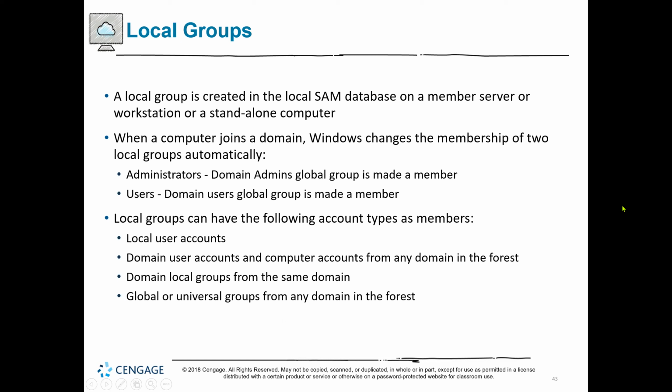Local groups. A local group is created when the local SAM database on a member server or workstation or a standalone computer is created. When a computer joins a domain, Windows changes the membership of two local groups automatically: administrators and users. For administrators, the domain admins global group is made a member, and for users, the domain users global group is made a member. Local groups can have the following account types as members: local user accounts, domain user accounts and computer accounts from any domain in the forest, domain local groups from the same domain, and global or universal groups from any domain in the forest.